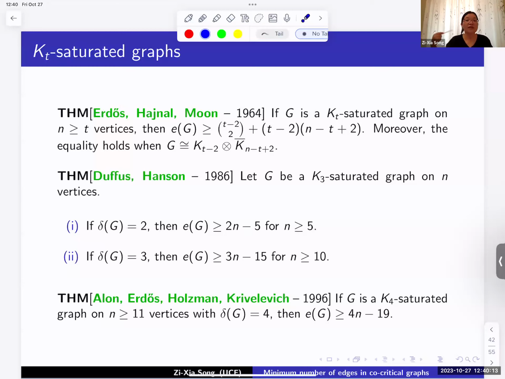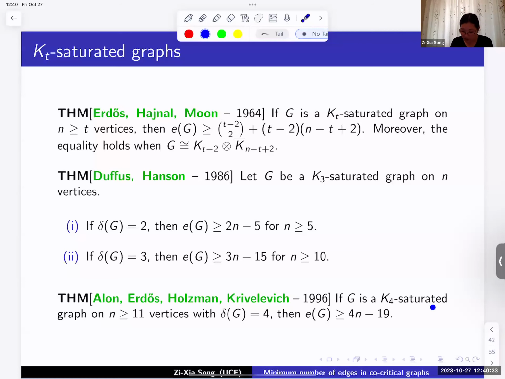For our result, I need a structure in order to study K3-T_k co-critical graphs. I have to know the structure, otherwise I don't know how to construct examples to prove sharpness. So they did provide edges, but no structure. Minimum degree, they did this one.